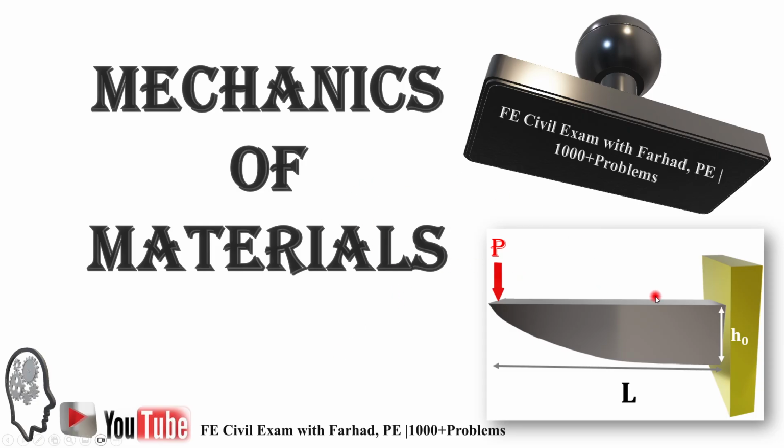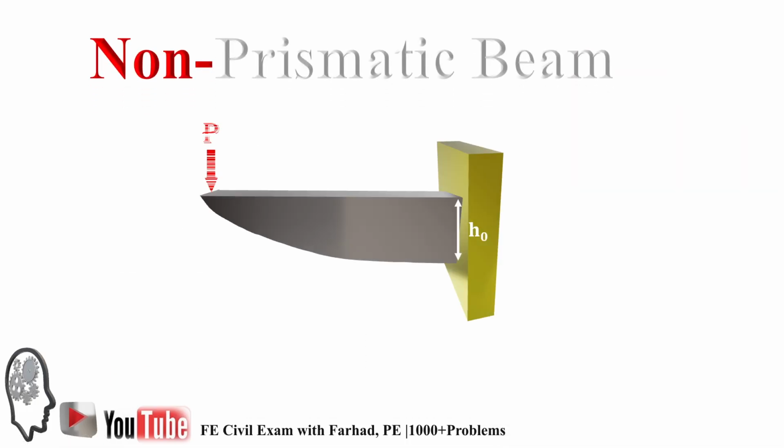In this example, we want to solve for the maximum deflection of a cantilever non-prismatic beam with a concentrated load of P at its free end. By non-prismatic, we mean a beam with a changing cross section.